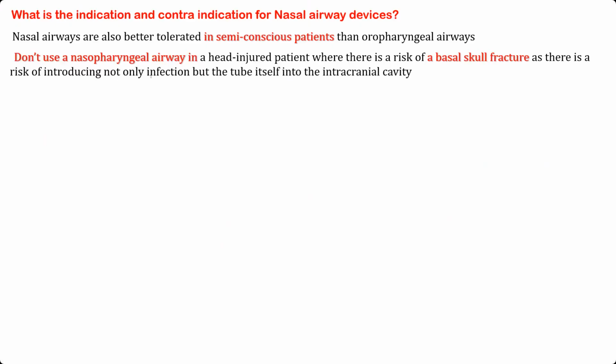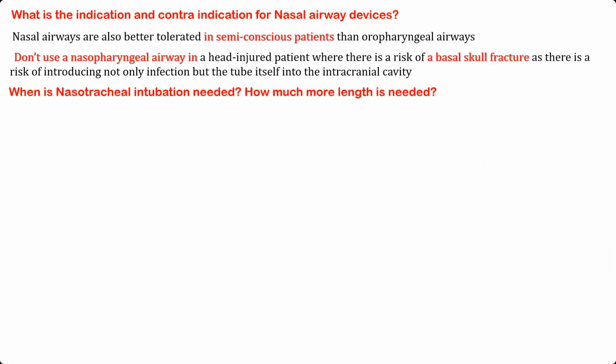And do not use the nasopharyngeal airway in base of skull fracture, because it can enter the cranial cavity directly because of the fracture in the ethmoid bone. When you try to introduce it, it may go and injure the brain by entering the cranial cavity. So in any base of skull fracture, you should never use any nasopharyngeal airway.